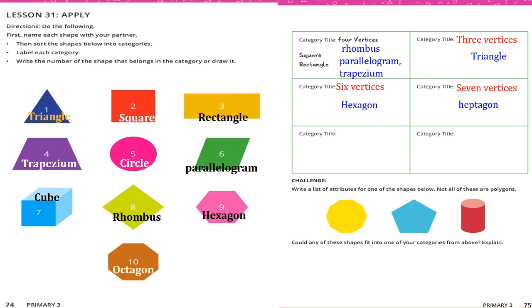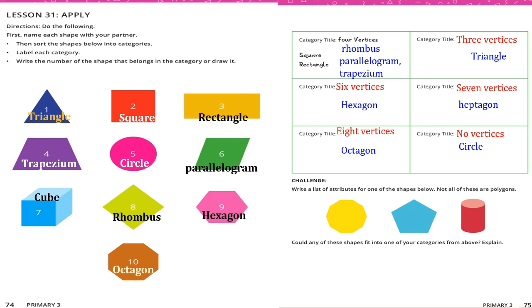I know heptagon is not included here in our shapes, but we studied it in the previous slide, and I want you to use it to memorize it and study it well. The next category is 8 vertices, which is octagon. And the last one, no vertices. We have here circle.